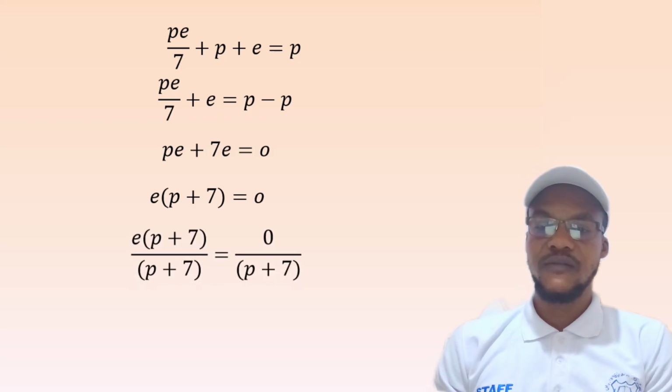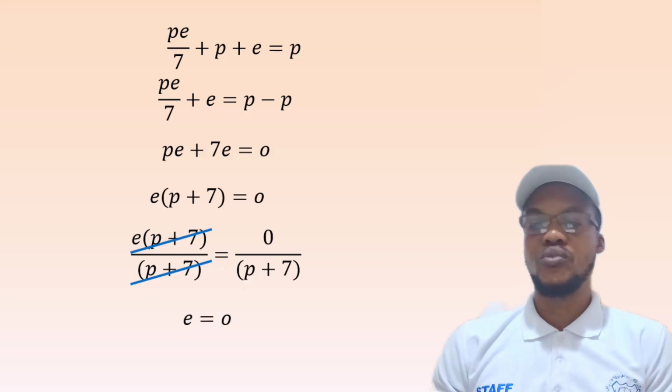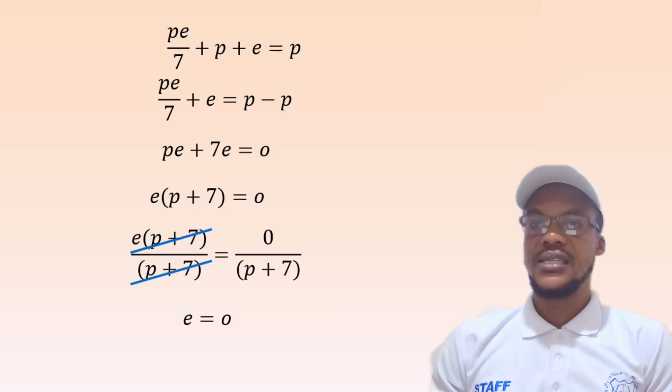Just a matter of dividing both sides by what? The P plus 7. Then we can cross the P plus 7 out. Have you gotten that? Good. And then which gives us what? E to be what? 0, because any time you divide 0 by any number, you are still going to get what?